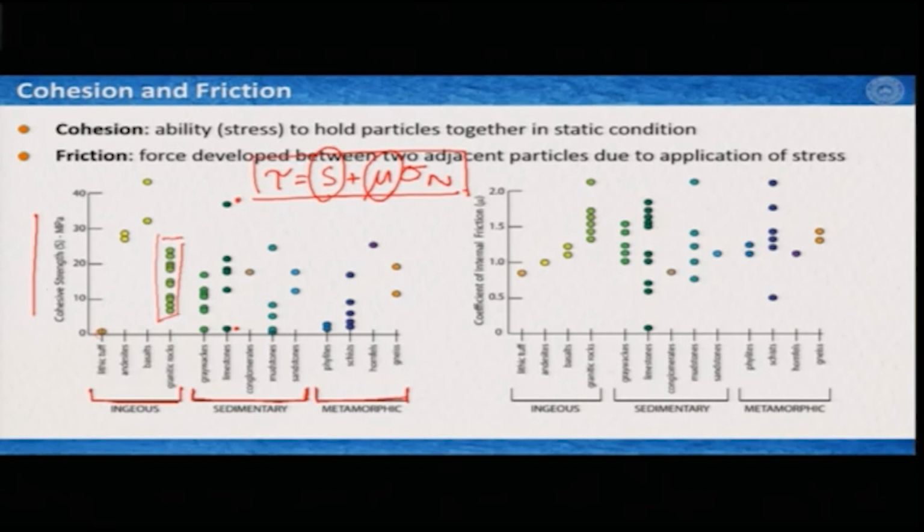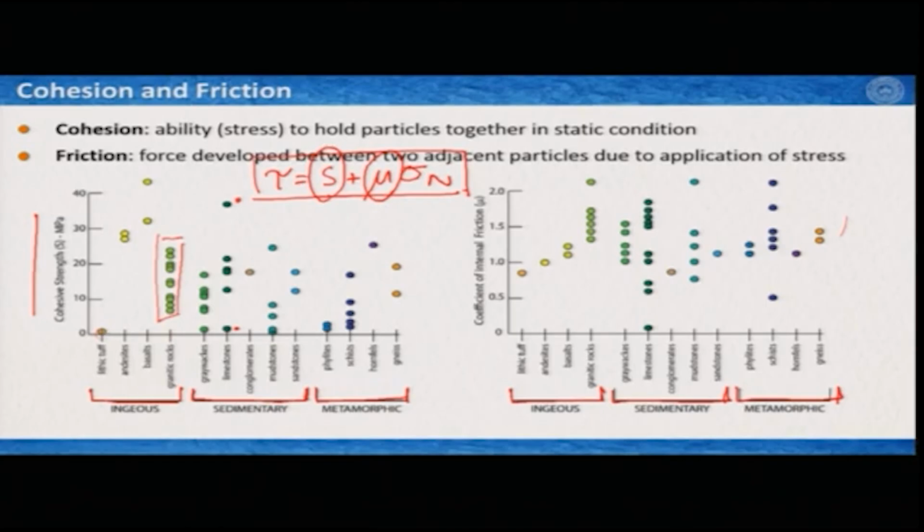So, for different rocks, no matter whether igneous, sedimentary or metamorphic, we see that the values are widely distributed. If you look at the coefficient of friction mu, which is a dimensionless quantity, these are the same rocks, igneous, sedimentary and metamorphic, and we again see a wide distribution. Now, a very important message I would like to give you from this slide is that if a rock is highly cohesive, that does not mean that its friction would be high, and vice versa.